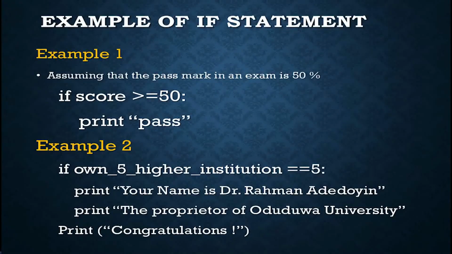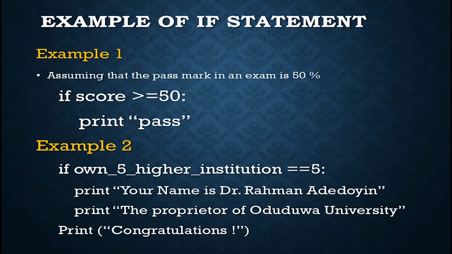So if the pass mark is 50%, and I need you to write a Python code to determine if somebody has passed. So let's assume that the variable name for that mark is called score. So we say if score is greater than or equal to 50, then print pass. So that means the student has passed. So simple. If condition, then block.